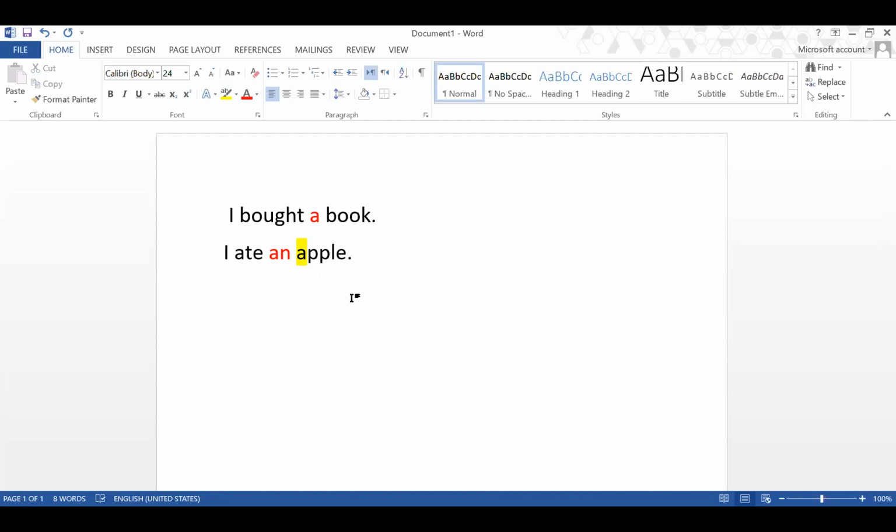Okay, fine. What if I have a plural noun? Shall I use a or an? Of course, no. If the noun is plural or uncountable, I don't use any article. Okay, I might say, I bought books.